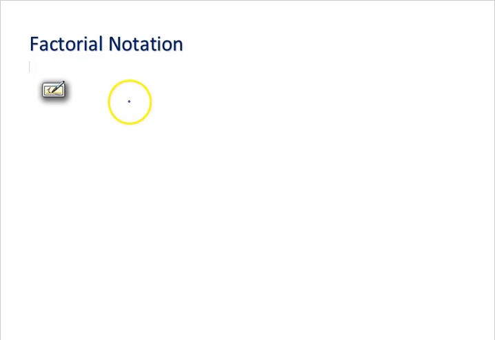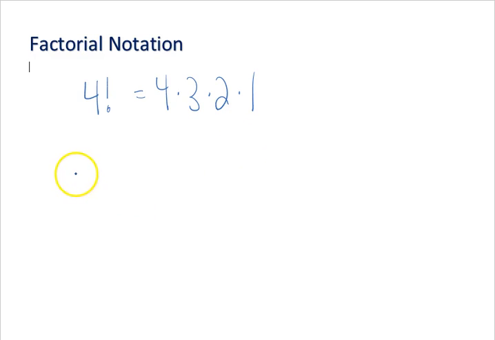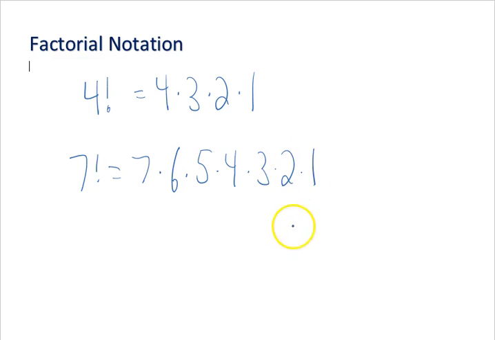Okay, before we go to our last example, I need to remind you about factorial notation. Let me get rid of this. Factorial notation looks like an exclamation point. So if I said 4 factorial, that would mean 4 times 3 times 2 times 1. If I said 7 factorial, that would mean 7 times 6 times 5 times 4 times 3 times 2 times 1.